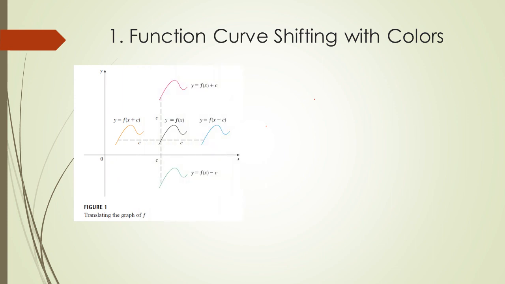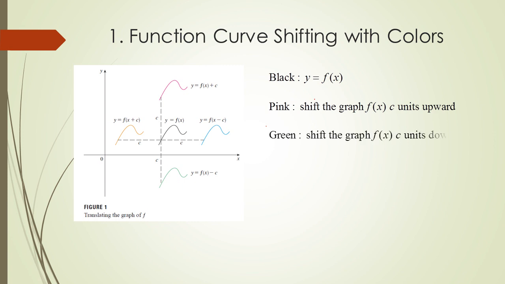If we are given any function curve in the middle, y equals f(x), on the xy axis, then with the vertical line test, we know this y equals f(x) gives a function, right? Then we can shift upward to get the pink color curve, or shift downward to get the green one, or shift to the left and to the right to get the orange and blue colors.